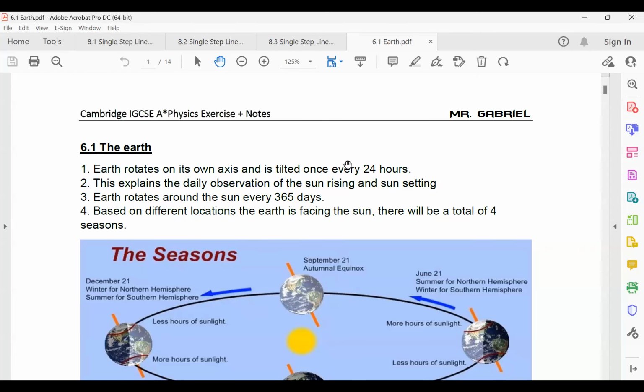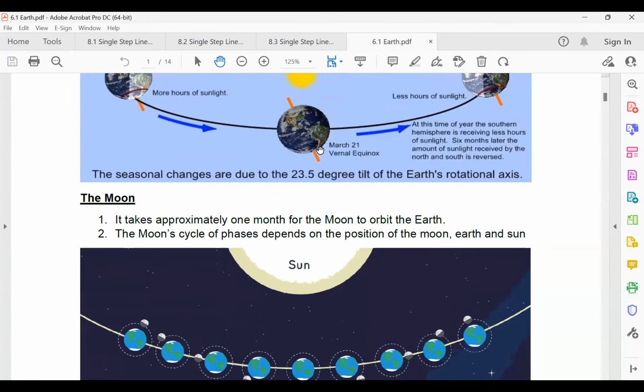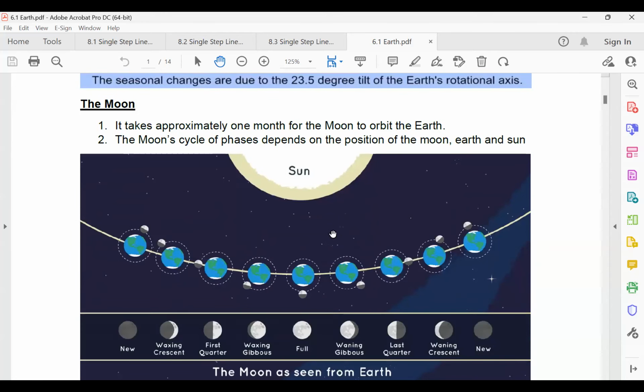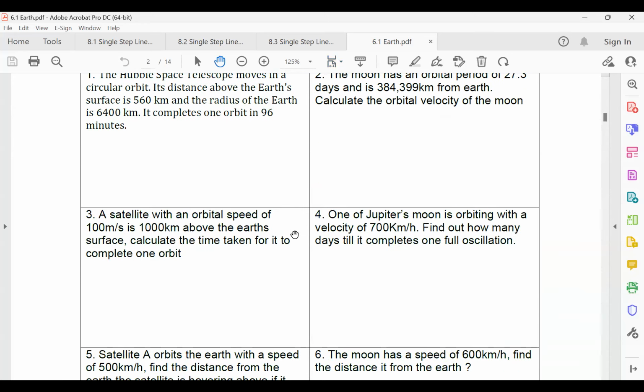Today we'll be going through the space chapter, which is essentially the second last topic of the syllabus already. You're going to learn about how the Earth rotates around the sun. You're going to learn about different positions of the moon that give you different moons seen from the Earth, right? We're also going to learn about the only formula in this chapter, which is orbital speed. Basically, how fast the Earth is rotating around the sun, right? That is one of the orbital speeds, right?